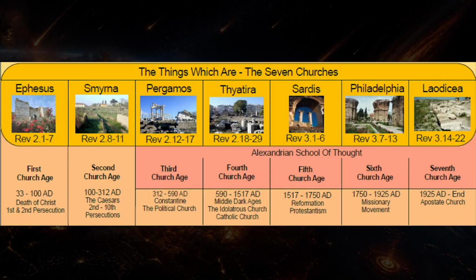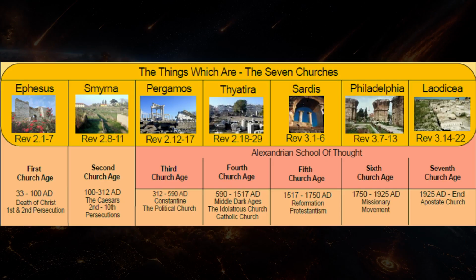So if we look at all of these, Ephesus represents the period of about 100, from the apostles all the way up to about 100 A.D. That's what we call the Church of the Apostles. Smyrna represents what goes on in the church age from about 100 to 300 A.D. Pergamos, 300 to 500. Thyatira, 500 to 1500. Sardis, 1500 to 1700. Philadelphia, 1700 to about 1900. And then, of course, Laodicea, 1900 to the present.